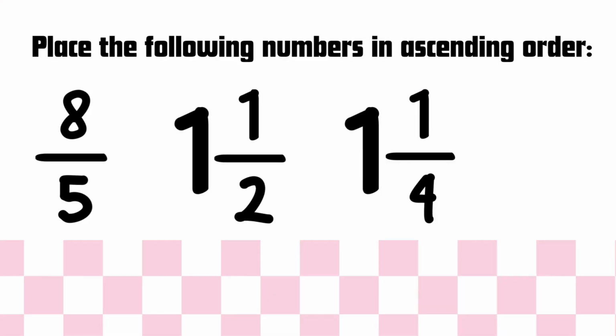This foundational learning check-in assesses students' understanding of comparing and ordering fractions by presenting them with three numbers: 8/5, 1 1/2, and 1 1/4. Students need to arrange these numbers in ascending order, which requires them to work through several important mathematical concepts and procedures.